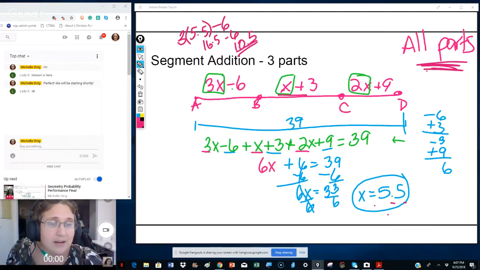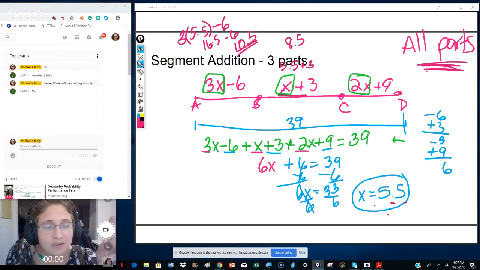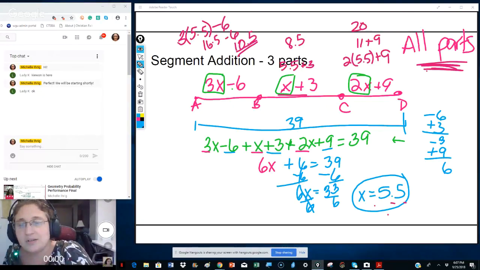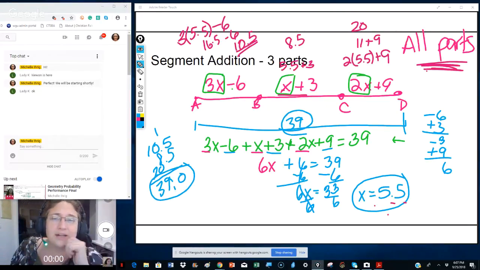Okay, here we've got x plus 3, so that pretty much is 5.5 plus 3, which will give us 8.5. So in theory, that would be 19, so this should give us 20. 2 times 5.5, when we do our substitution, plus 9. Well, that's 11 plus 9, which gives us 20. So when we add all those numbers up, 10.5, this is our check. You don't have to do it, but if you just want to check, we add all these pieces up, we get our 39. Holy moly, we did it correct.